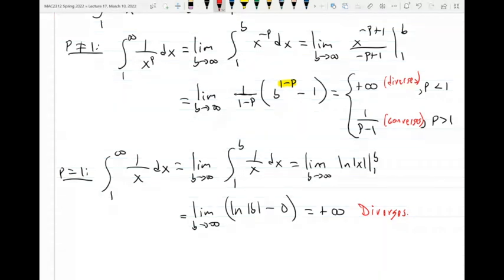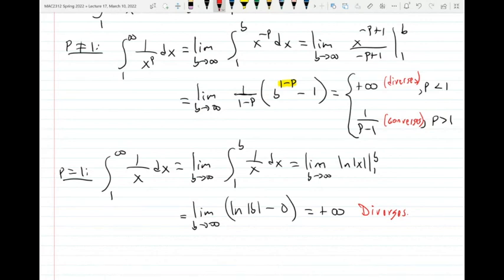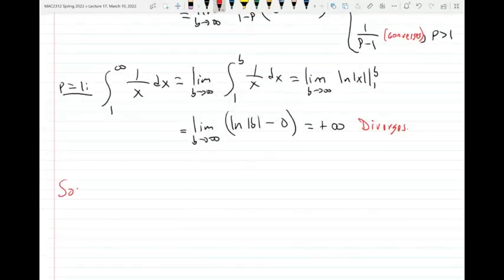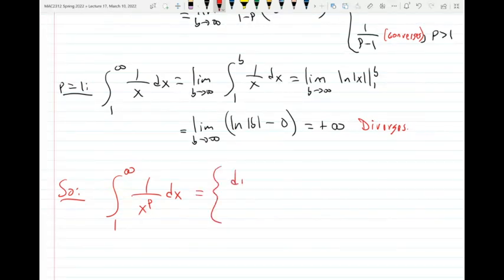So putting all of this together, what does that mean? It means that the p integral of type 1 is going to diverge if p is less than or equal to 1, and converges when p is strictly bigger than 1. So let's put it together. The integral from 1 to infinity of 1 over x to the p dx has the following behavior. It diverges if p is less than or equal to 1, and then converges to 1 over p minus 1 if p is strictly bigger than 1.